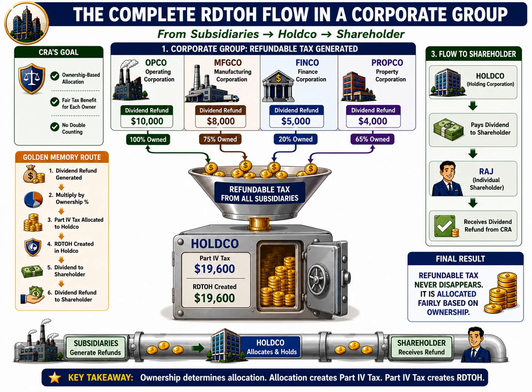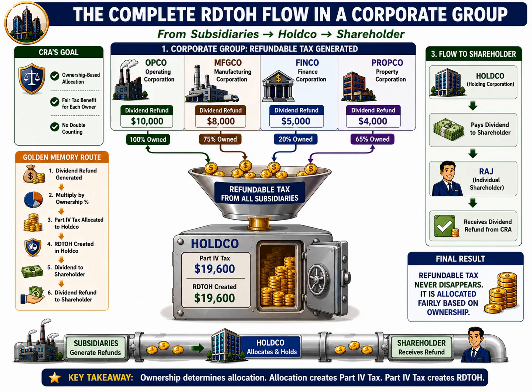Now let's bring everything together and see the complete RDTOH flow within a corporate group. This slide combines all of the concepts we've learned so far into one complete picture. At the top of the diagram, we have four connected corporations. OpCo generates a dividend refund of $10,000. MEFGECO generates a dividend refund of $8,000. FinCo generates a dividend refund of $5,000. And PropCo generates a dividend refund of $4,000.